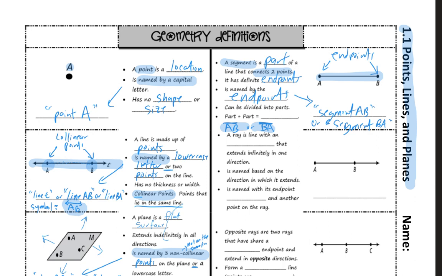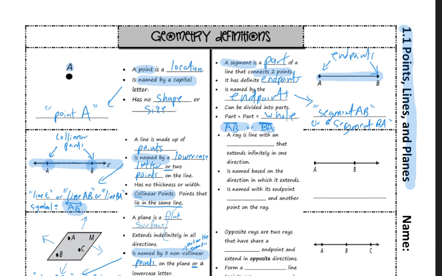Now, what we're going to talk about later is that you might think a part of something plus a part of something equals the whole thing. So we're going to use that when we're talking about our next lesson about segments. And so that's the basics on that. So we call this one segment AB or segment BA, and we use those symbols.